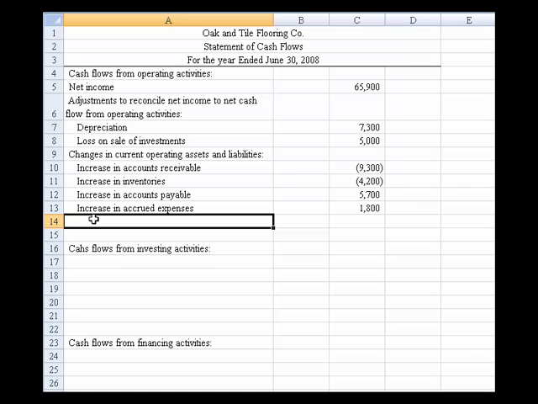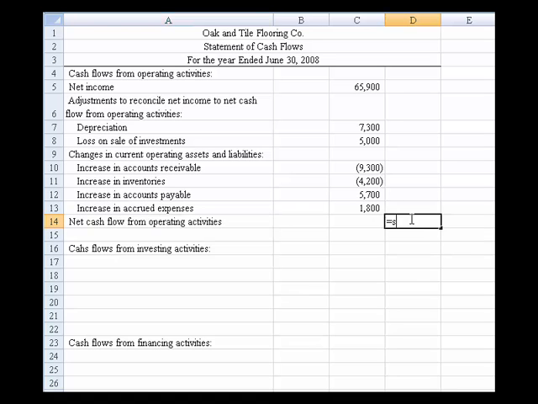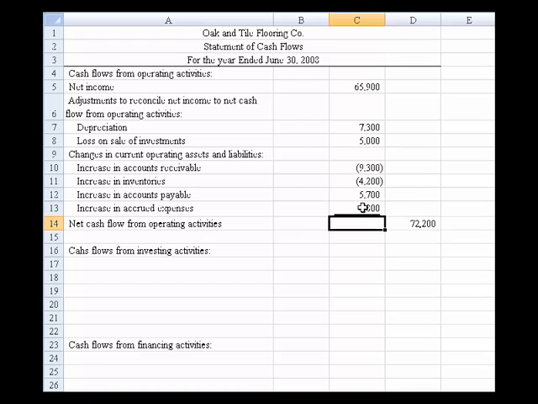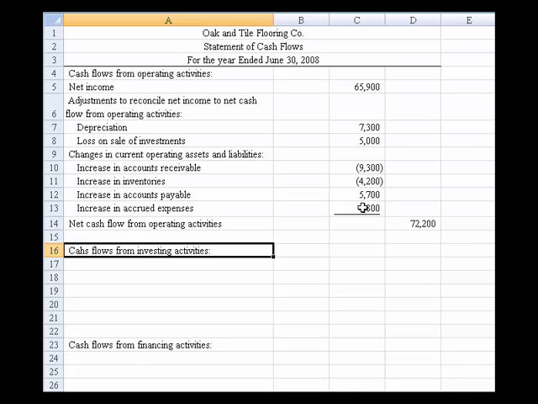Okay, so I'll put a title down here and I'll say this is net cash flow from operating activities. And I'll indent that. Actually, I think I'll go the other way. Put it right flush against the end, and we will sum all of these items. Put an underline here. We come up with 72.2. Okay. And now we can move on to cash flow from investing activities. And I see I spelled cash wrong.